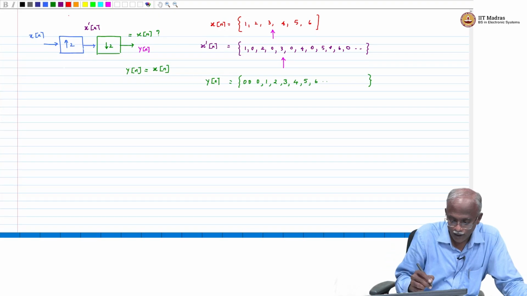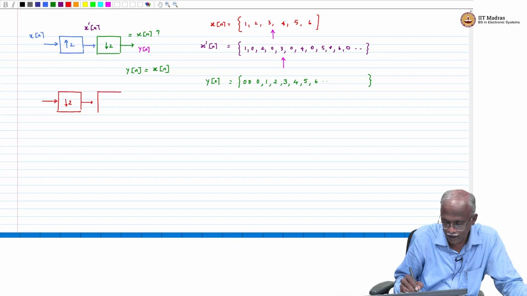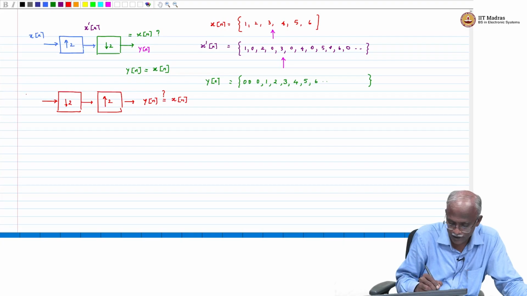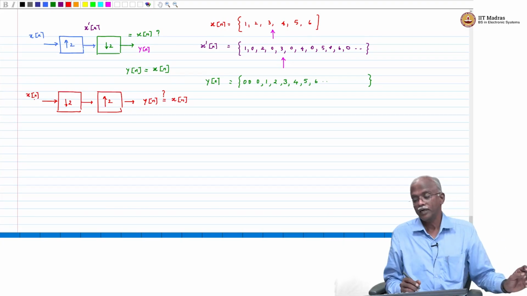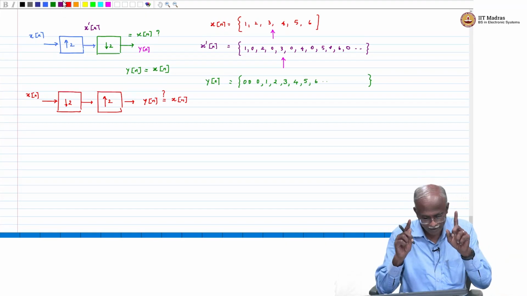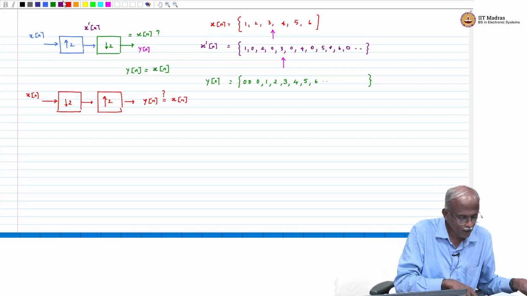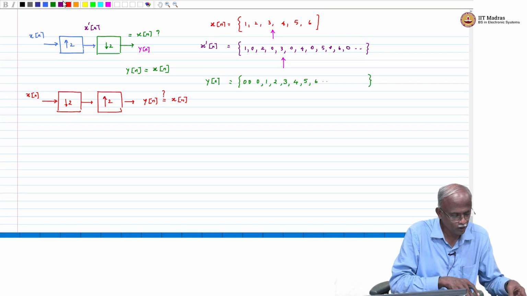Now here comes the next question, which is related to the application of this important principle. If I downsample by a factor of 2 first, and then upsample by a factor of 2, will my output y of n be equal to x of n? Input is x of n. Very interesting question. I would like you to think about this and give me the answer next time. We will also discuss this in the class as a way of applying the important concepts that we have.